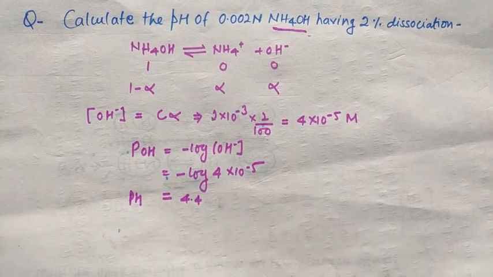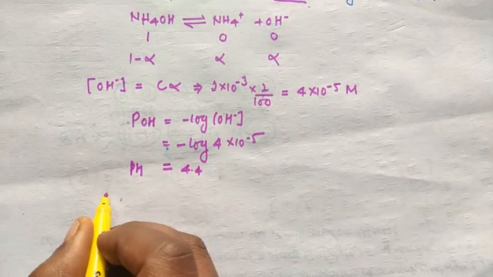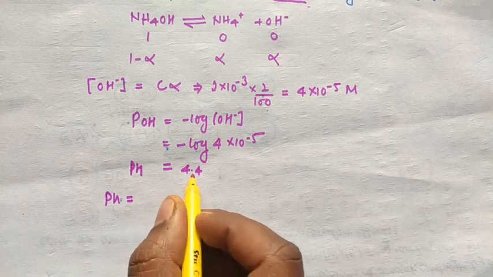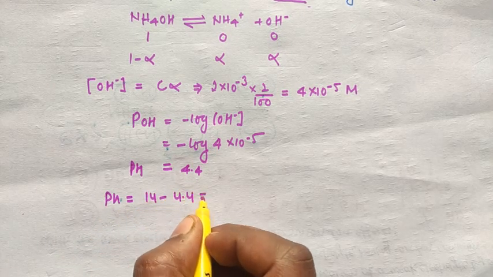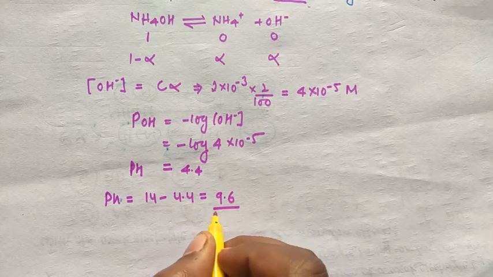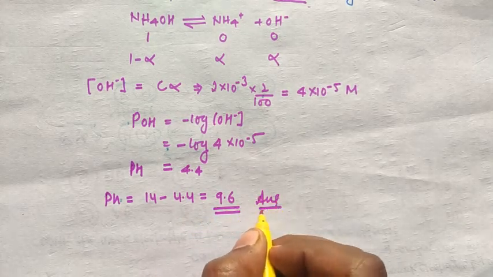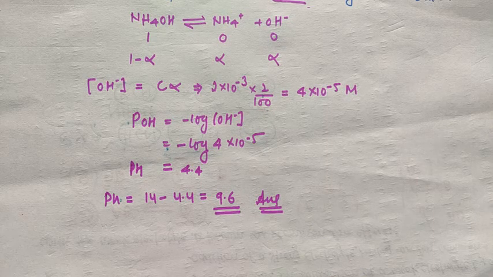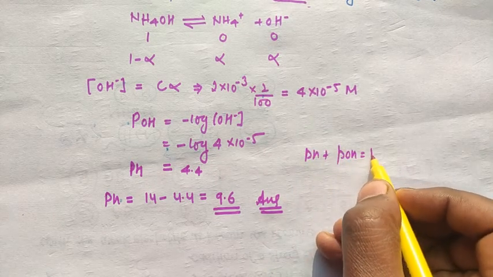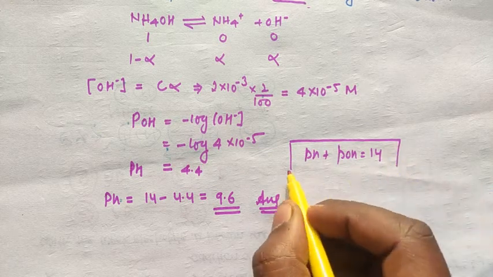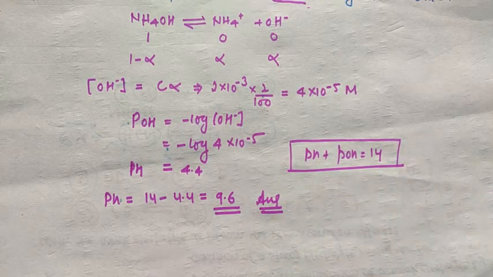And you know pH plus pOH is equal to 14. So in that case, pH is equal to 14 minus 4.4, which is approximately 9.6. So the answer of this problem is 9.6. The pH will be 9.6. As you know, pH plus pOH is 14, the ionic product of water, from where we get this formula.